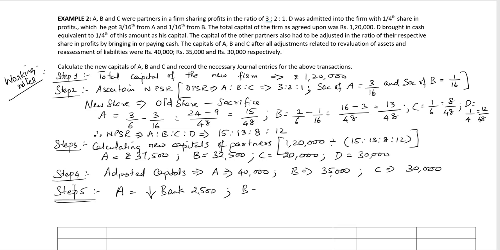In the case of B, adjusted capital is 35,000 rupees, whereas the new capital is 32,500 rupees. B also has to withdraw cash of rupees 2,500. In the case of C, the adjusted capital is 30,000 rupees, whereas the new capital is 20,000. C also has to withdraw cash of 10,000 rupees.